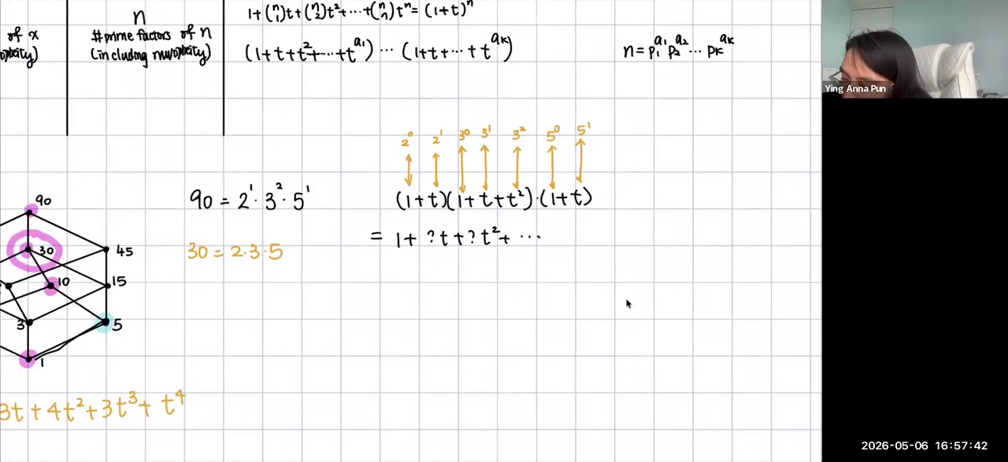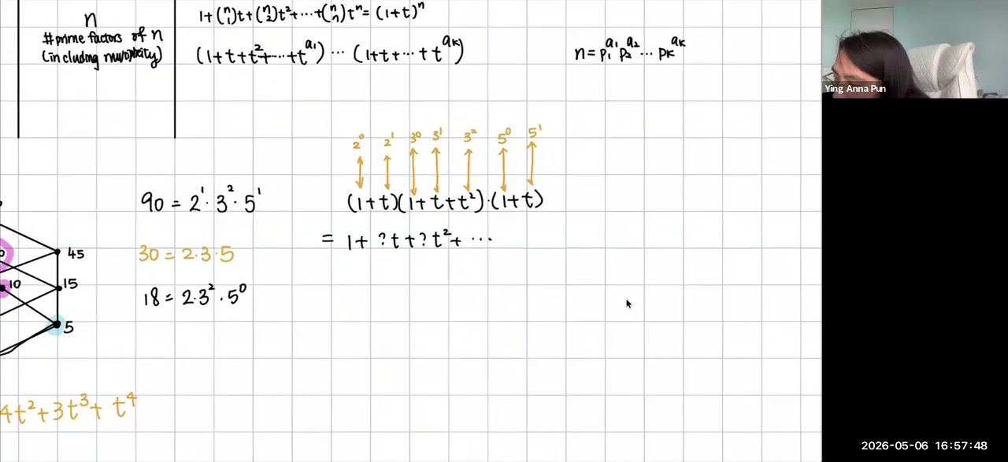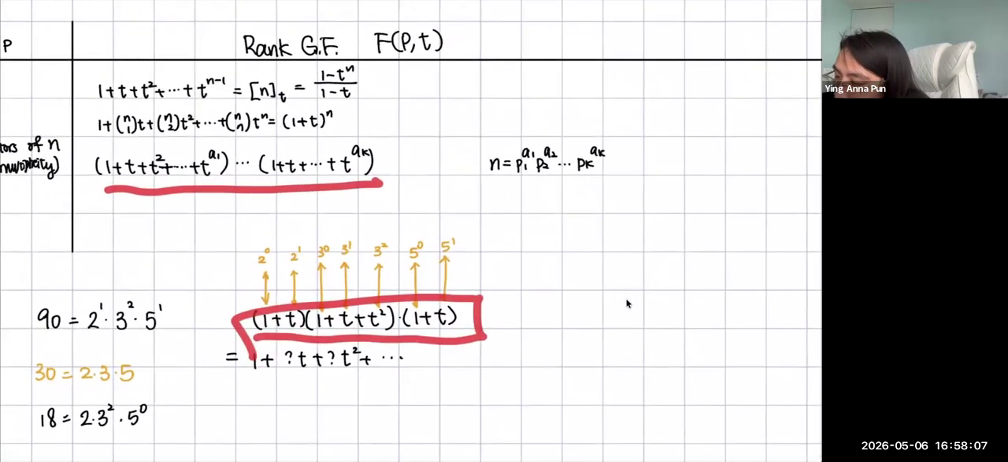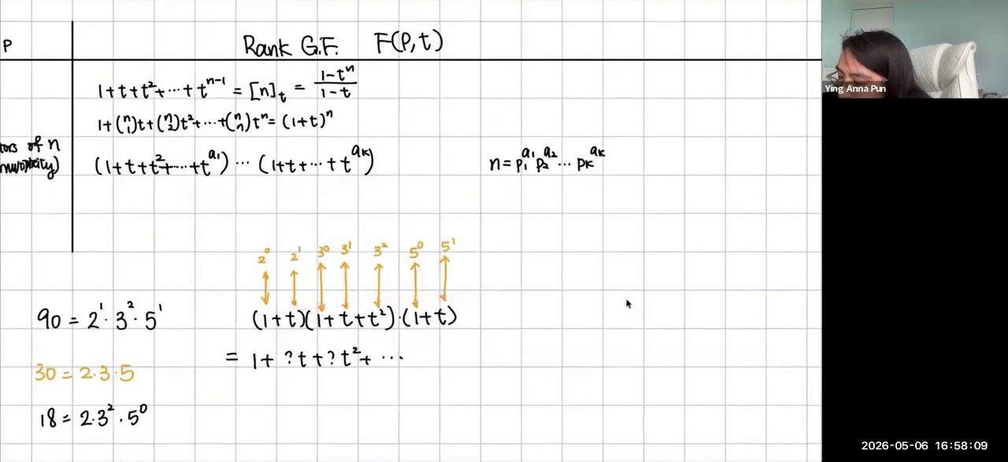If you're thinking about, oh, how am I going to get the 18, right? 18 is 2 times 3 squared times 5 to the power 0, meaning that you create the t cubed by doing t and then t squared, and then 1. That's another way to get a t cubed. So if you understand the generating function, how it works, then this should be easy to get. Anyway, so that's the rank generating function.